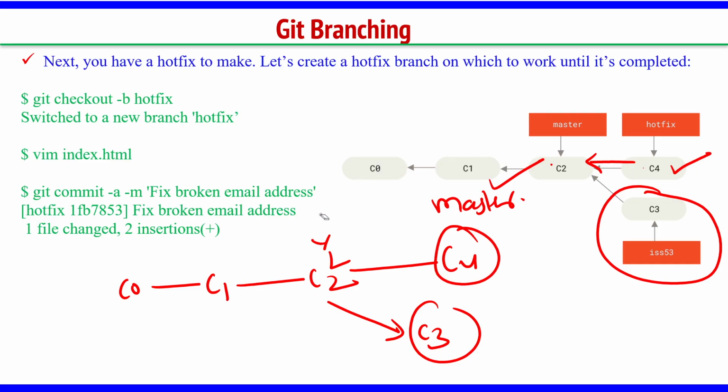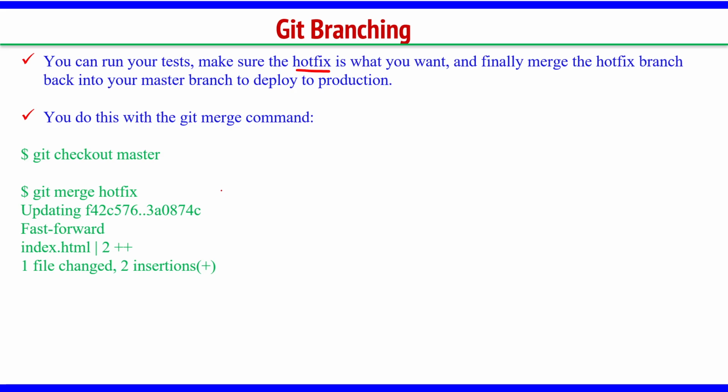When you make that master, it means commit C4, you have fixed that problem. Suddenly one problem came, right? That you have fixed it. And C4 becomes your latest updated file. Okay, C3 is still there. I will talk about C3. So now you can run your test, make sure the hotfix is what you want, and finally merge the hotfix back into your master branch to deploy to production.